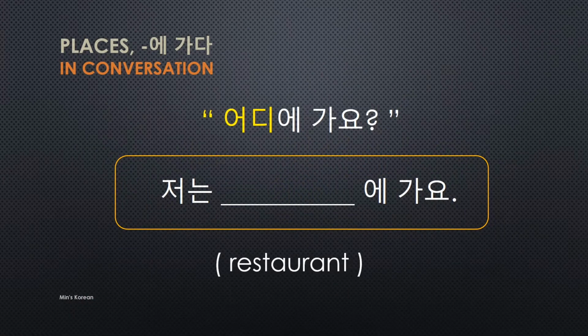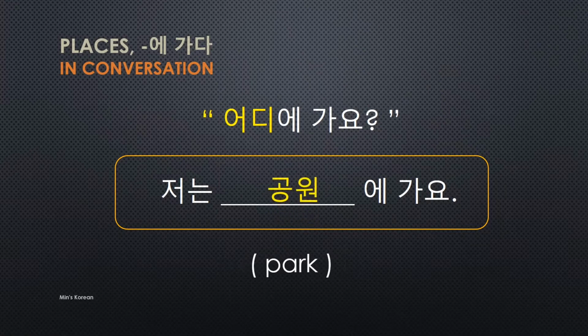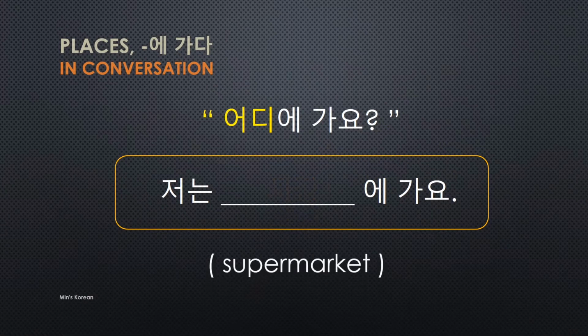Next one, restaurant, remember? Yep, 식당. 저는 식당에 가요. Next one, park. 저는 공원에 가요. Next one, market. 저는 시장에 가요. Next one, supermarket. 저는 슈퍼마켓에 가요.